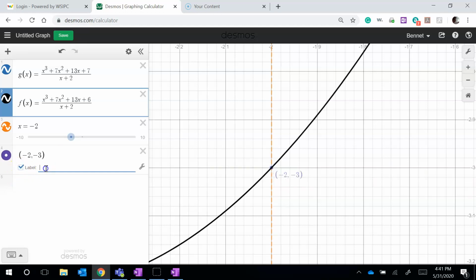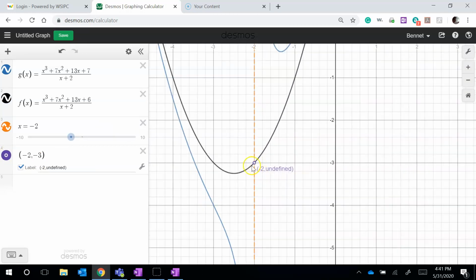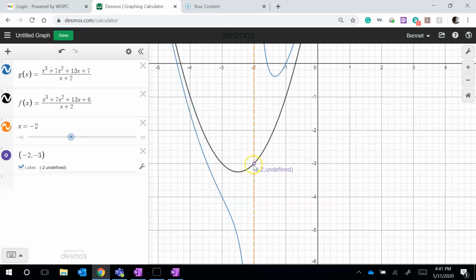So let's put a little label in here and say it's not really -2 comma -3, it's -2 comma undefined. It does not work, and we'll even let Desmos make it a little hole there. So if I zoom out, now I can tell this thing is definitely getting closer to -3. That's what should fill this hole. But yeah, we don't quite know why.